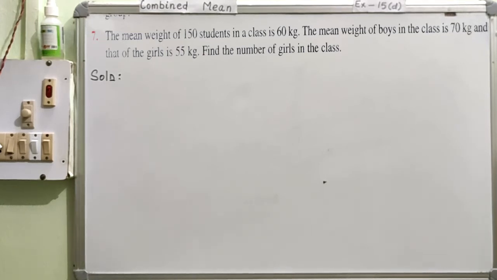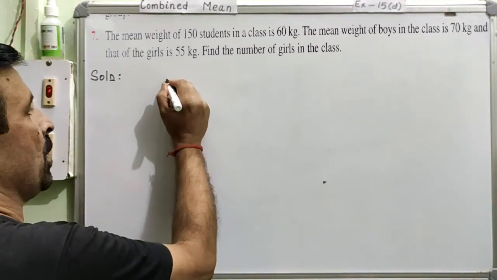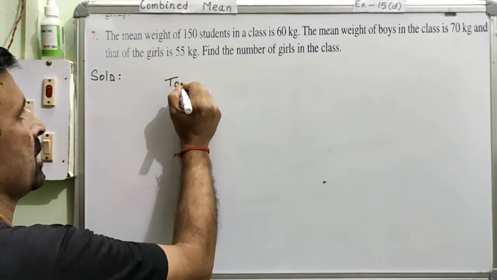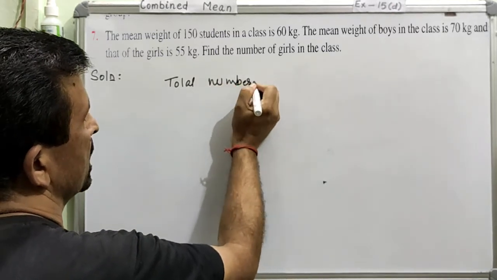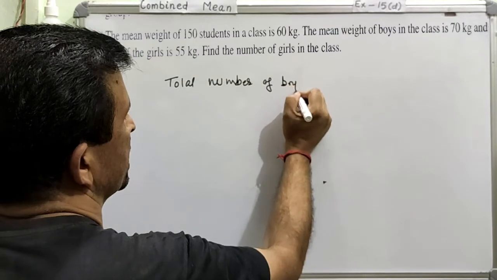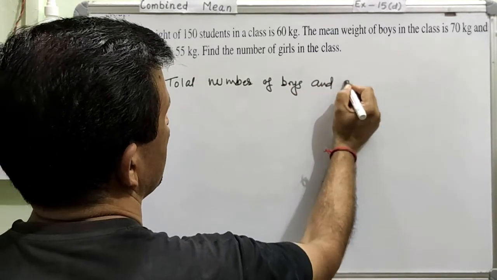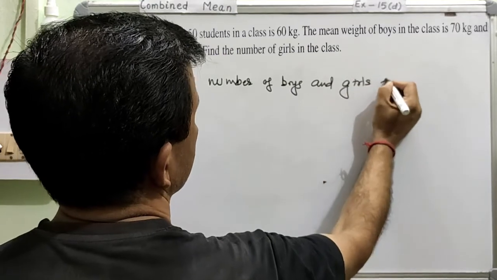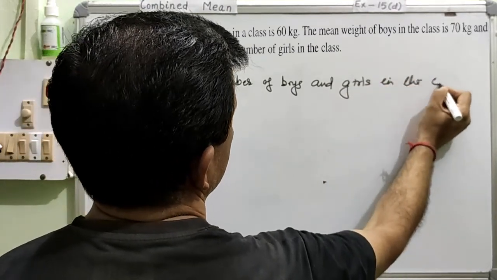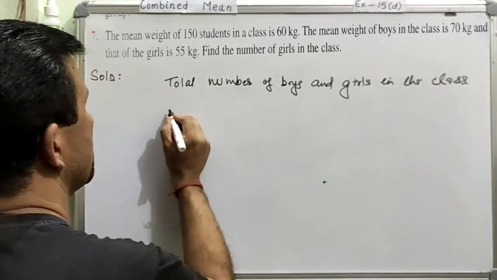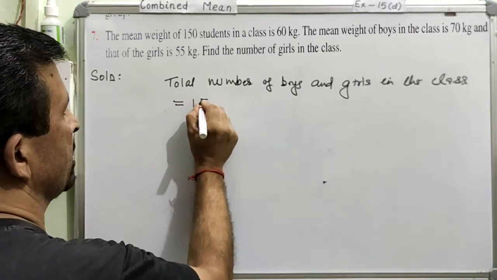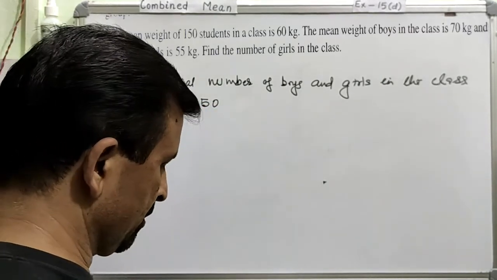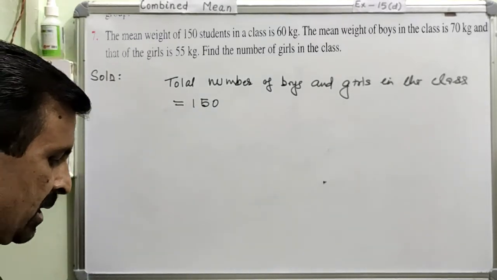Here, first of all, we will write down the information: the total number of boys and girls in the class is equal to 150. Am I clear? Then we are given the mean weight of the boys.